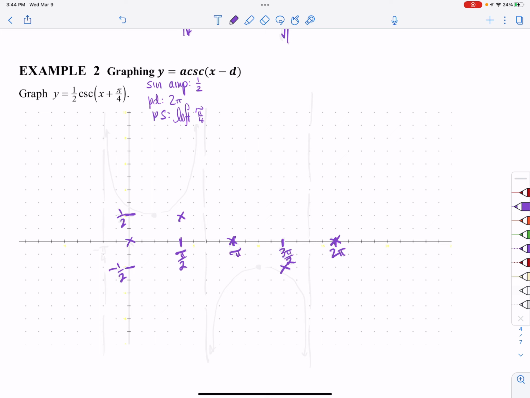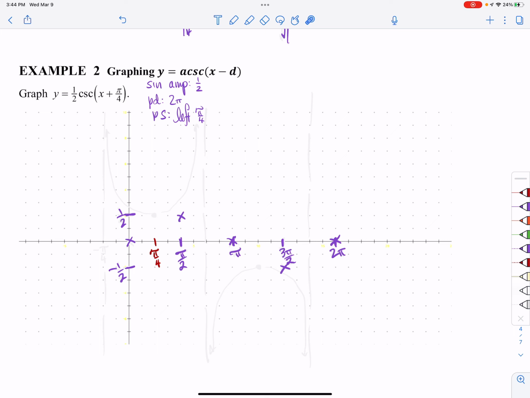But now let's take those major values and shift them to the left pi over 4. All right, if 4 blocks is pi over 2, half of that, I'm going to do this in a different color, half of that is going to be pi over 4. So that basically means that all 5 of my major values are going to shift 2 blocks to the left.